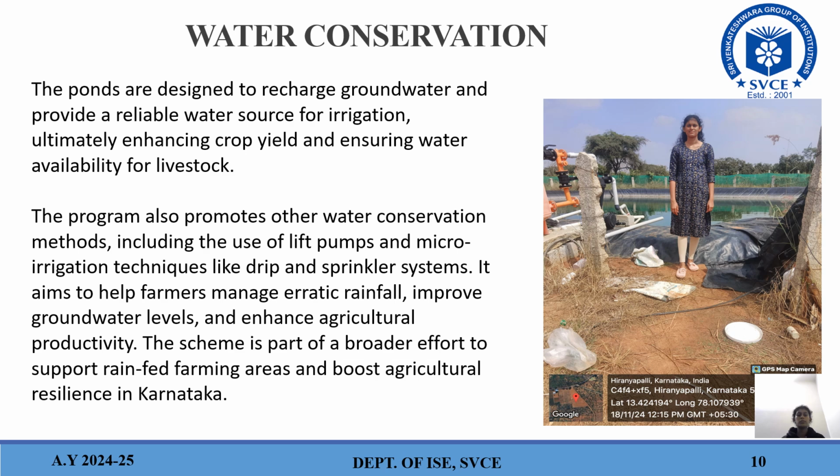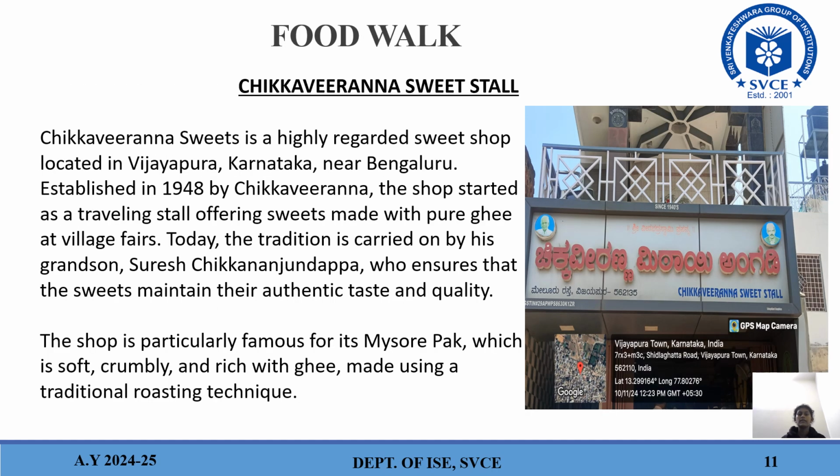The program also promotes other water conservation methods including the use of lift pumps and micro irrigation techniques like drip and sprinkler systems. It aims to help farmers manage rainfall, improve groundwater levels, and also enhance agricultural productivity. The scheme is part of a broader effort to support rain-fed farming areas and boost agricultural resilience in Karnataka. Here is the food walk.